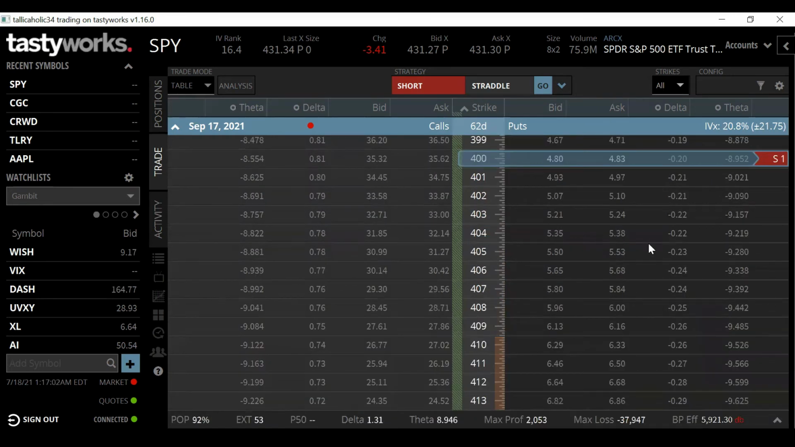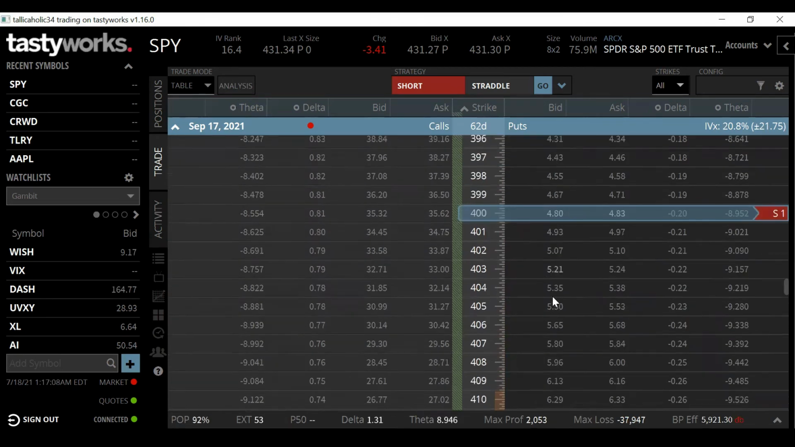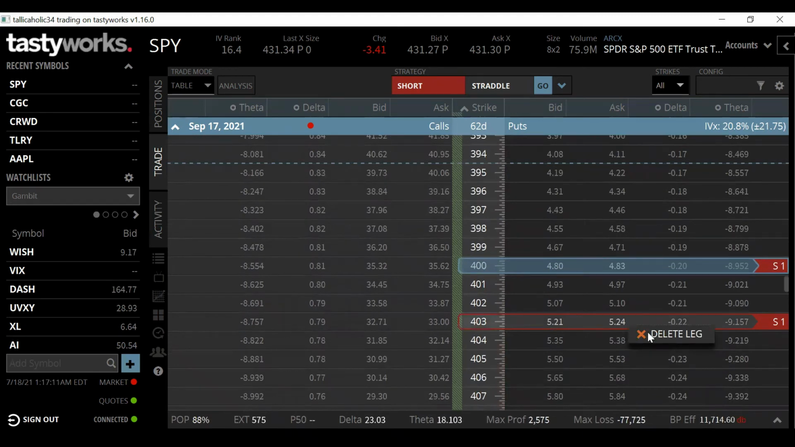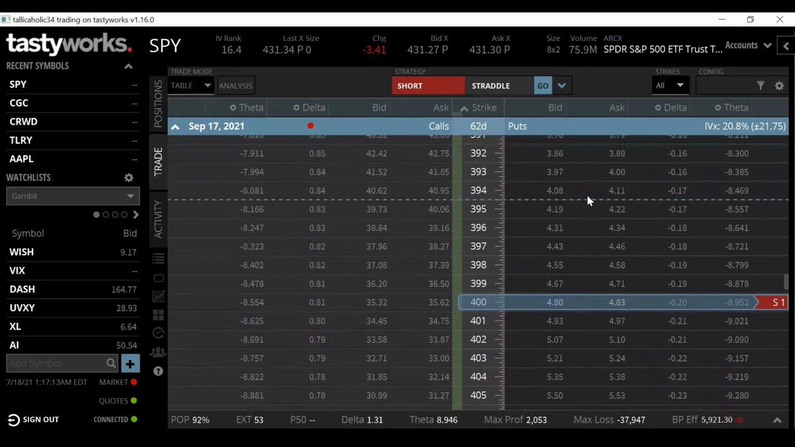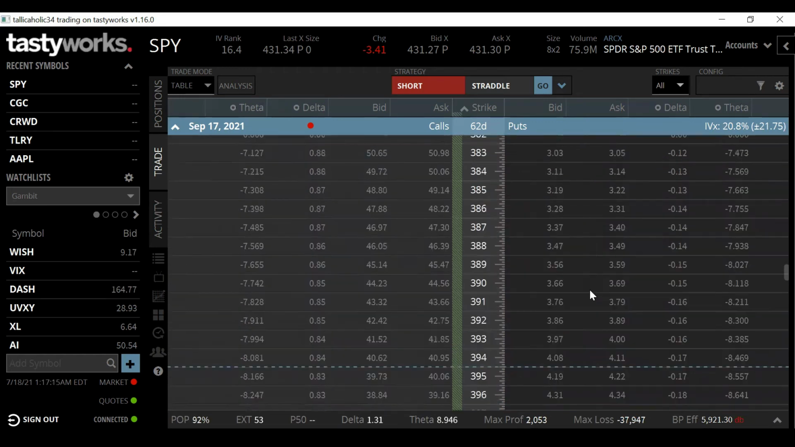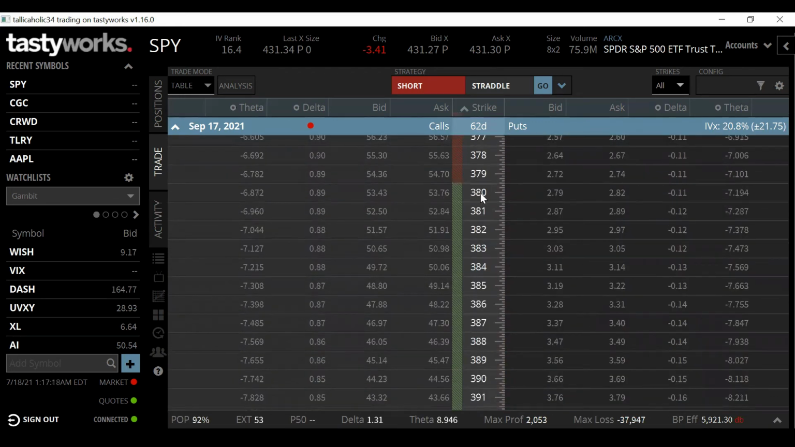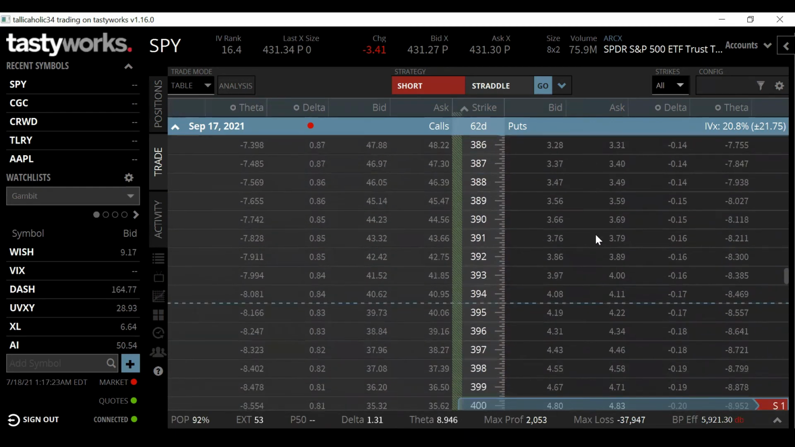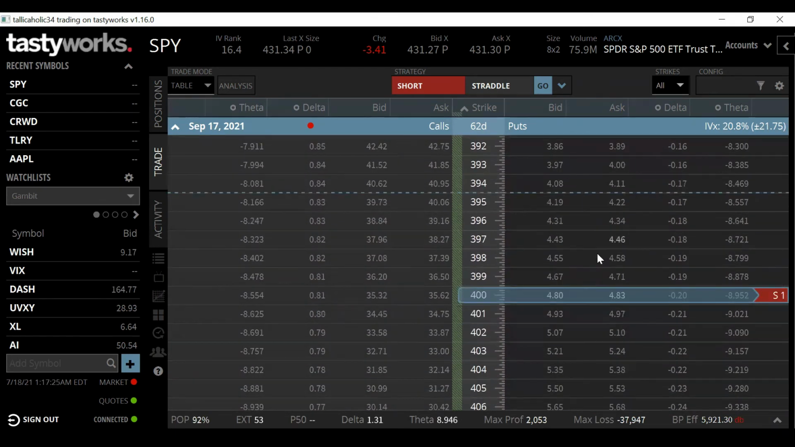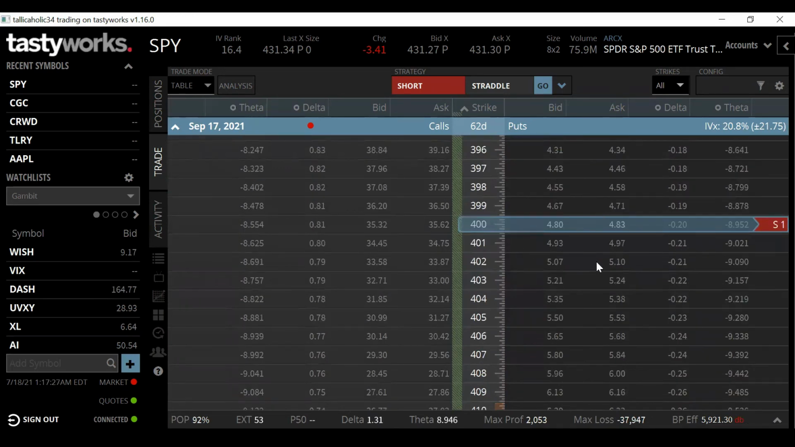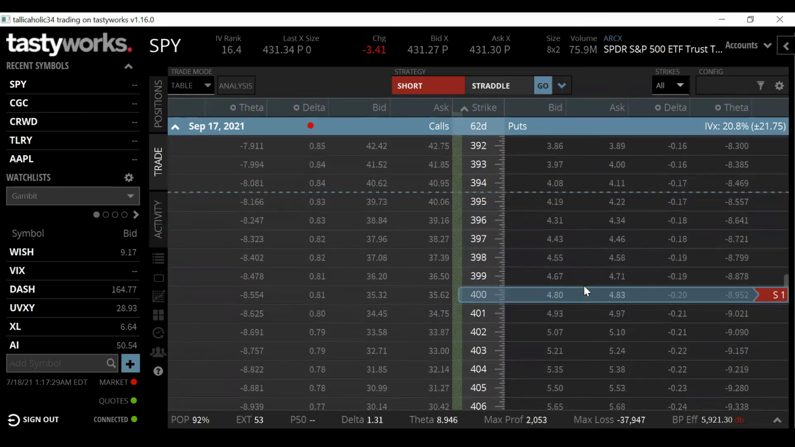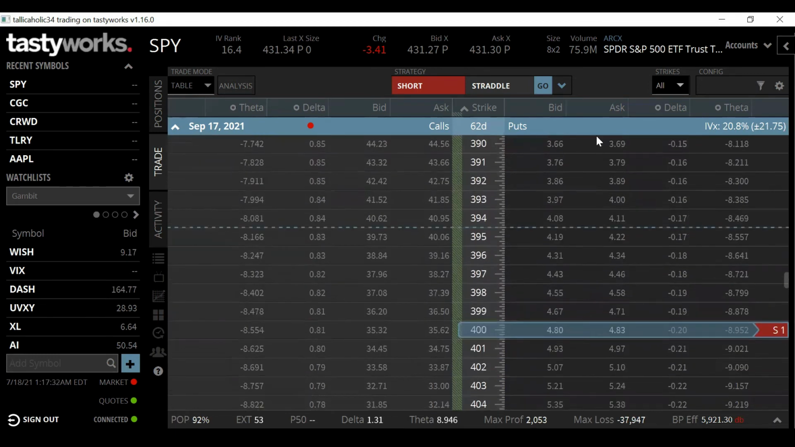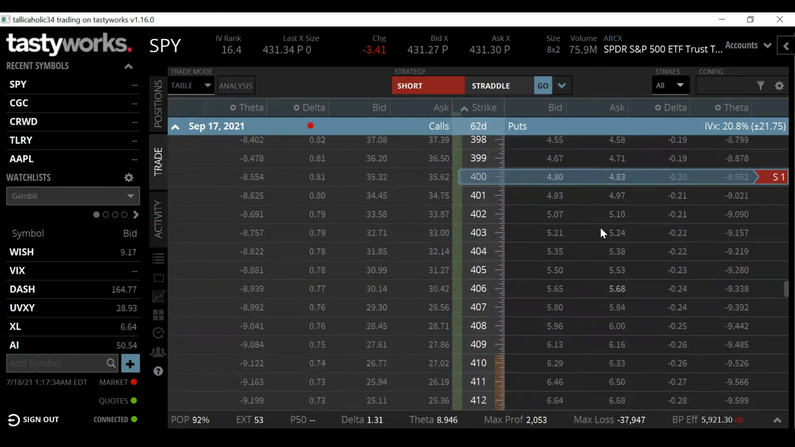But there's no risk to the upside whatsoever, and we will only realize losses when the spiders go all the way down, way below 400. You can see our break even is going to be way down here at this 380 mark. Obviously, you still have risk of being assigned at the 400s here, but your break evens are all the way down here at the 380s. So this is a no risk to the upside.